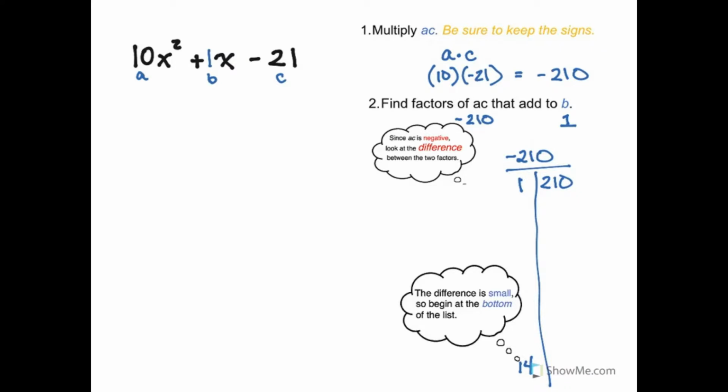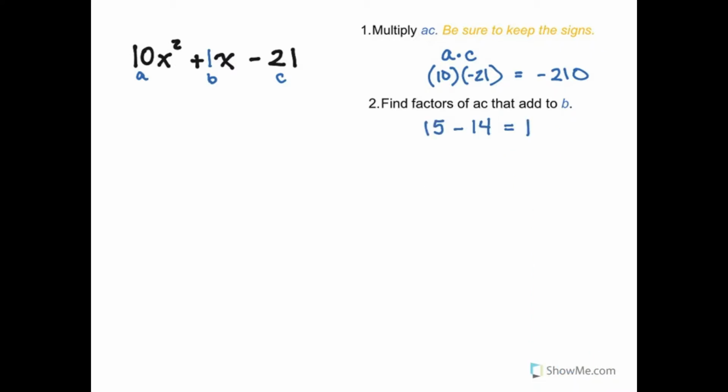Numbers at the top of the chart, like 1 and 210, have large differences. The numbers at the bottom have small differences, so let's start at the bottom. And 14 goes into 210 15 times, and the difference is 1. So we've saved ourselves just a whole lot of work there. And so we have the factors of AC, 15 and 14, that add to B because the 14 is negative.